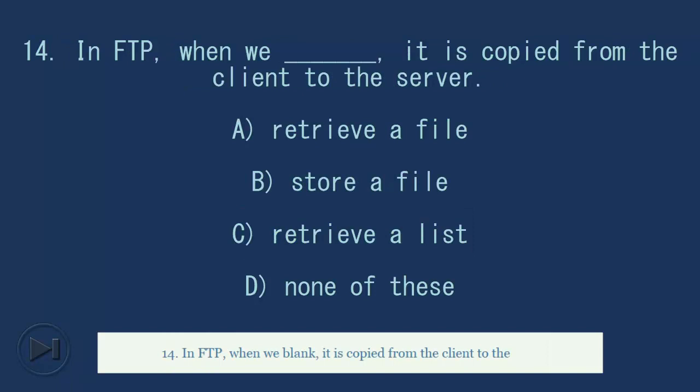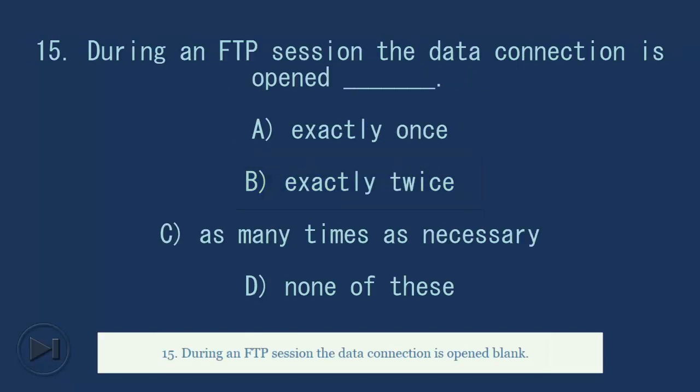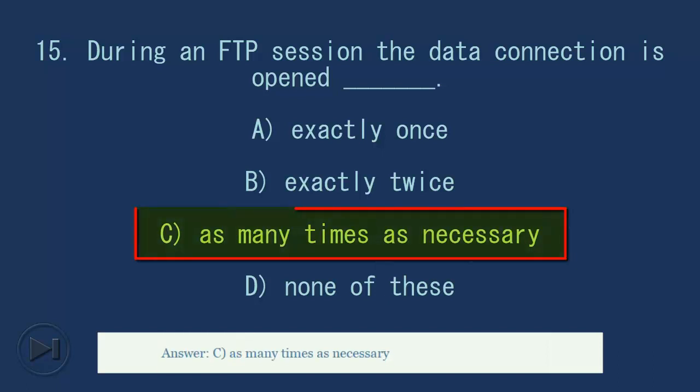14. In FTP, when we blank, it is copied from the client to the server. A. Retrieve a file. B. Store a file. C. Retrieve a list. D. None of these. Answer, B. Store a file. 15. During an FTP session the data connection is opened blank. A. Exactly once. B. Exactly twice. C. As many times as necessary. D. None of these. Answer, C. As many times as necessary.